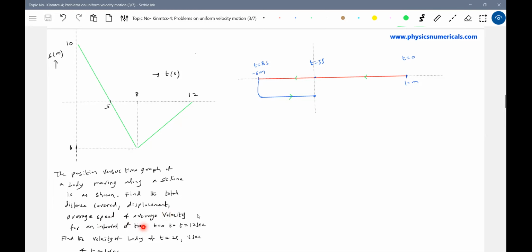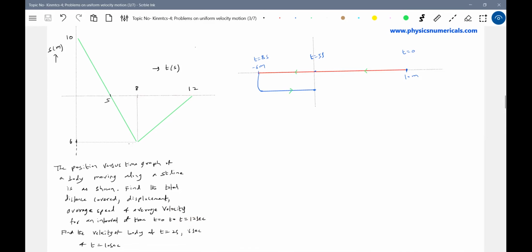Find the velocity for the time interval t equals 0 to 12 seconds, for the first 12 seconds. Then find the velocity of the body at t equal 2 seconds, 6 seconds, and t equal 10 seconds.